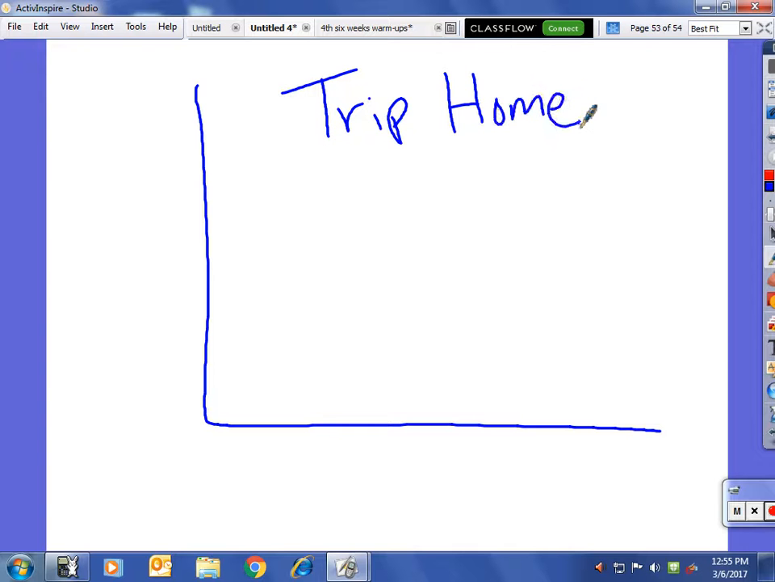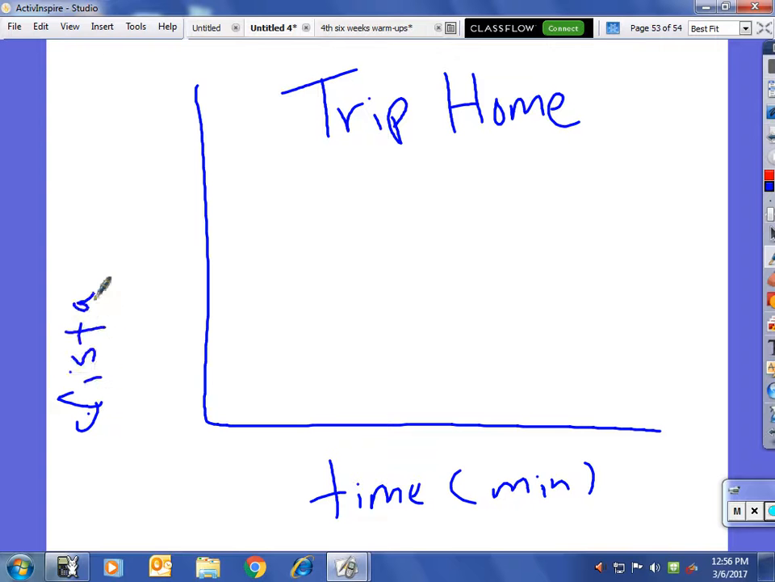Now, you have to label everything. What do our domain values stand for? Time. Specifically in minutes. What do our range values stand for? Distance from home. Or you could just put distance. Specifically in what? Miles. And yes, I want the unit.